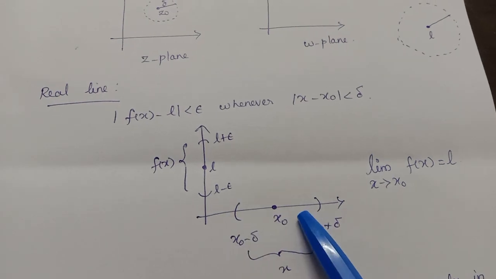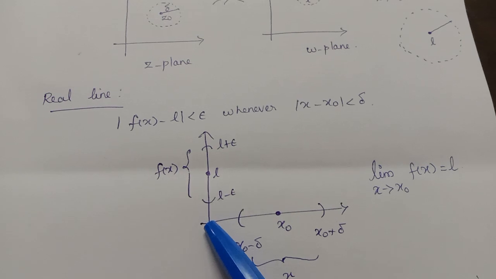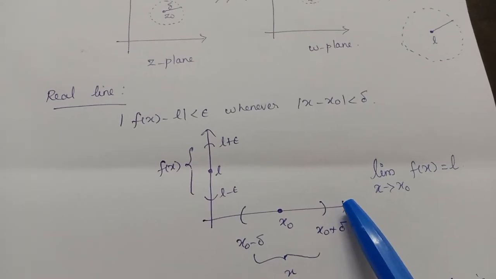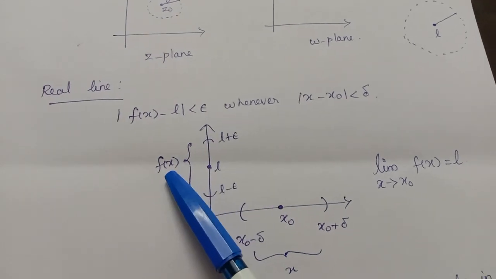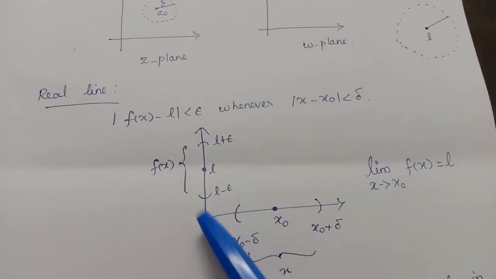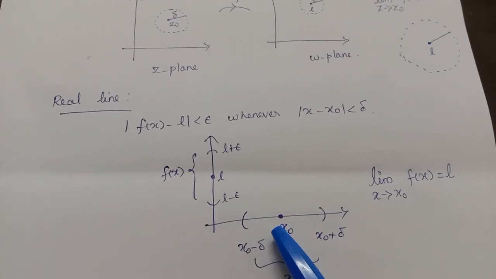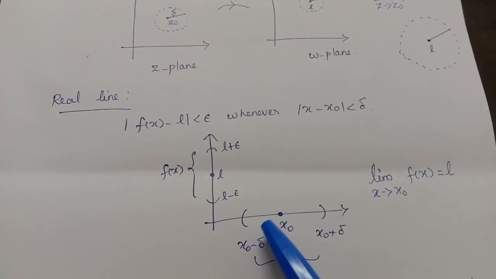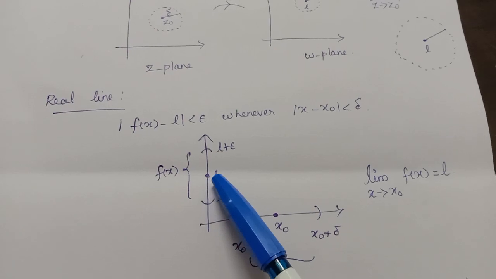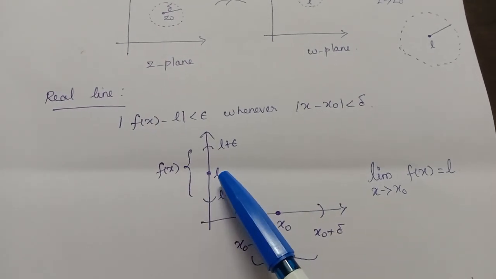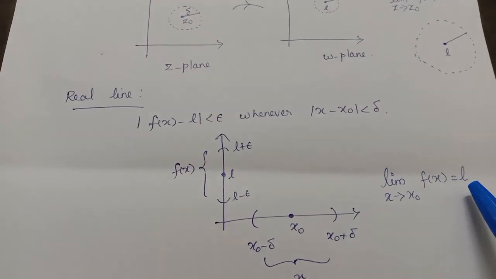For these points on the domain, we write the images along the vertical line. That is, along the horizontal line, we take the values of x, and along the vertical line, we take the values of f of x. Now, along this vertical line, you mark the image of this neighborhood. Suppose the image of this neighborhood lies completely within this small interval, which is a neighborhood of some point L, then we say limit x tends to x0, f of x is equal to L.